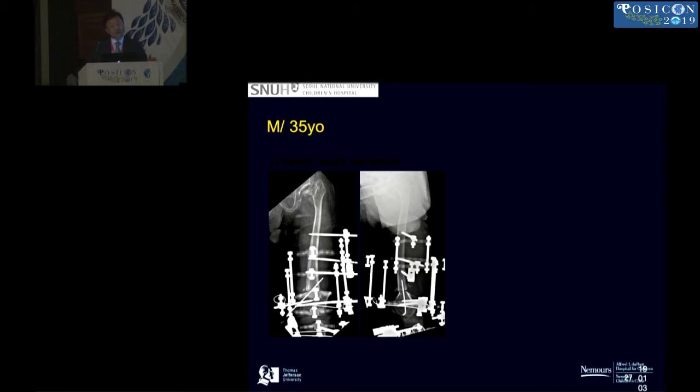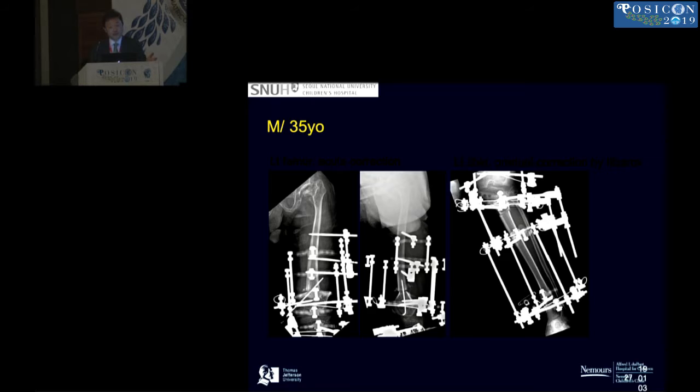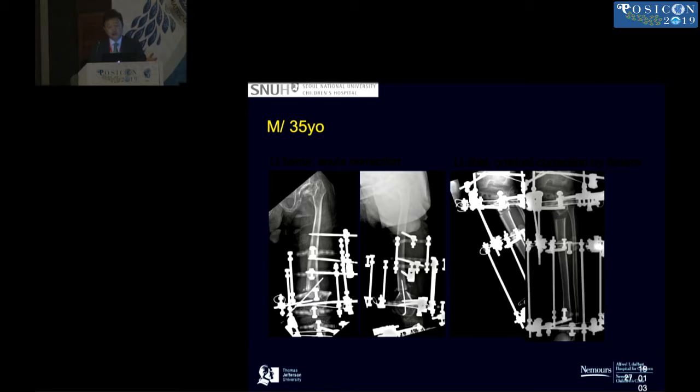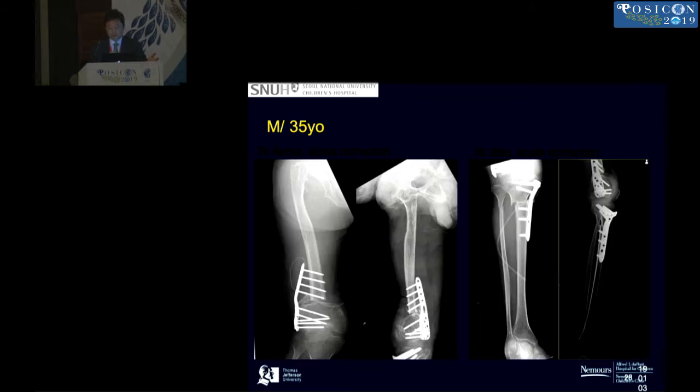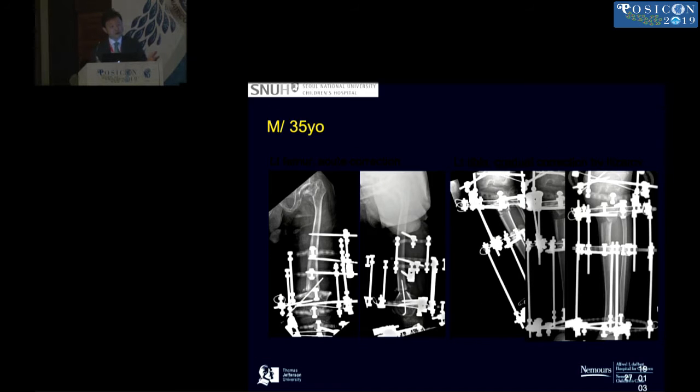And then for the proximal tibia, for fear of neurovascular compromise, I performed the gradual correction using an external fixator and achieved the correction nicely. So after the completion of the correction of the left limb, we were going to do the right limb correction. But the patient is a 35-year-old smart man. He decided not to have an operation on the right side if I applied the external fixator. So I had to use an internal fixator on the right side.